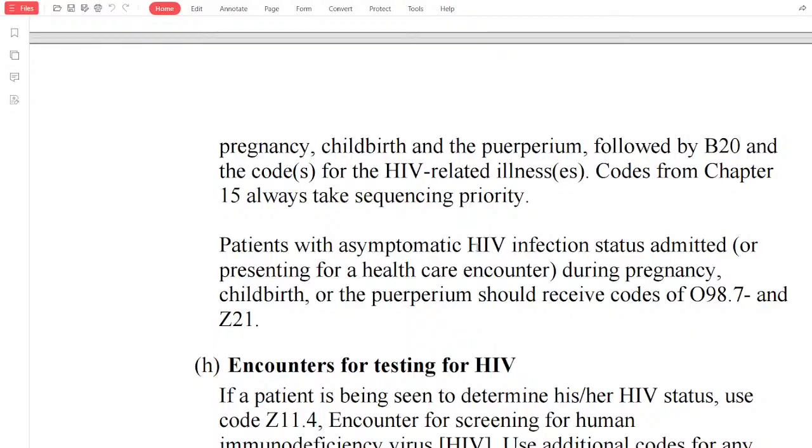The next condition: a patient with asymptomatic HIV infection status admitted or presenting for a healthcare encounter during pregnancy, childbirth, or the puerperium should receive codes O98.7 and Z21. There are no symptoms mentioned, no symptoms are seen. You code Z21 because Z21 is for asymptomatic HIV. So if no symptoms are mentioned, you directly code Z21.